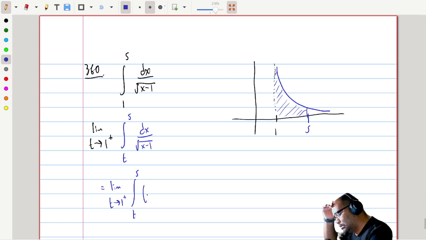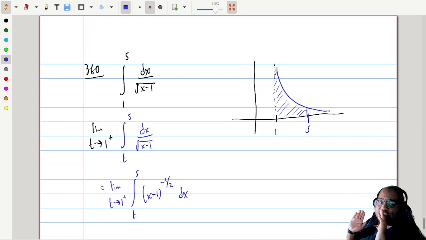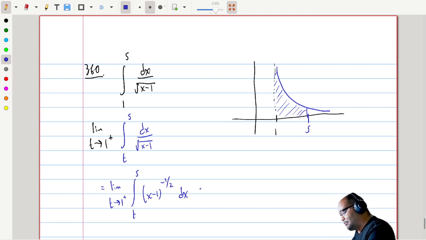I'm going to write this as x minus 1 to the minus 1/2. And then that's just power rule. So add 1 to the exponent, divide by the new exponent, which really here means multiply by 2.